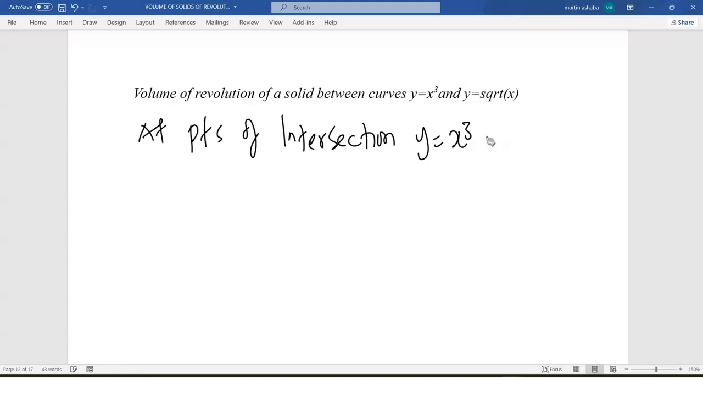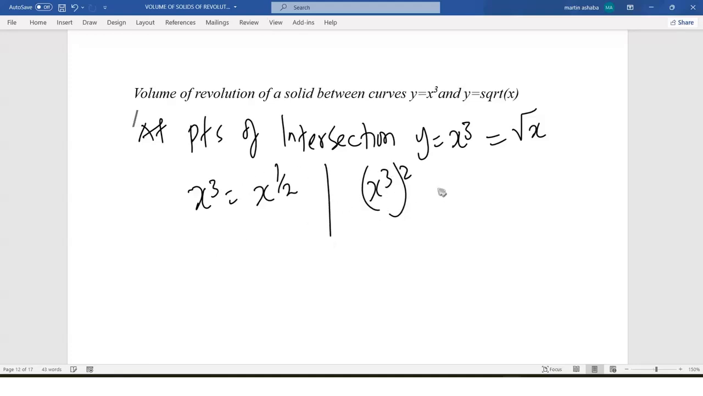So x cubed will equal the square root of x, which is the same as x to the power a half. So I square both sides. If I square both sides, x cubed squared will equal x to the power a half squared. This becomes x to the power 6, which will equal x.